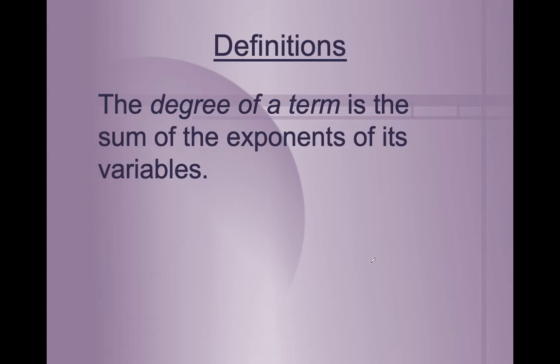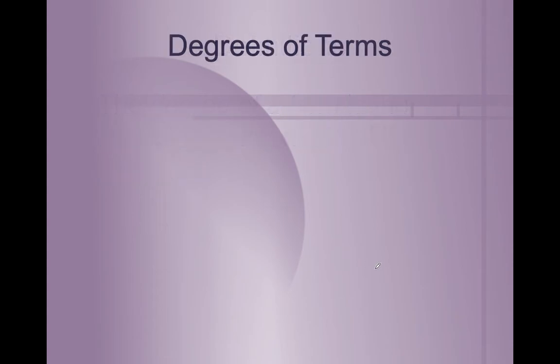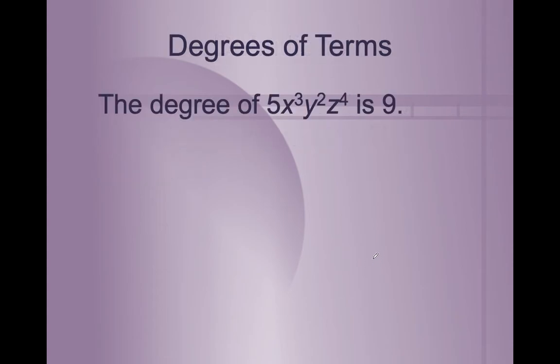The degree of a term is the sum of the exponents of its variables. Okay? The degree of, here's an example, 5x cubed y squared z to the 4th is 9.